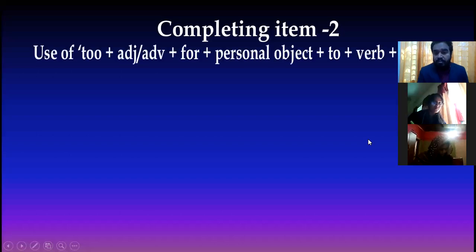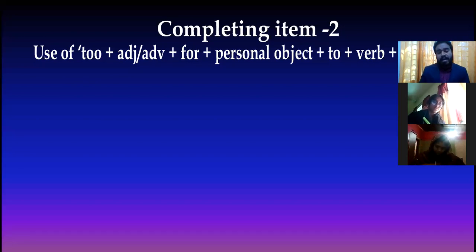Completing sentence 2 means completing rule number 2. Use of too, same rule, but there is a little bit of difference here. You will find some extra words after too. Use of too plus adjective or adverb. Please write down the structure first. Too plus adjective or adverb plus for plus personal object, then to plus verb plus extension. So the extra part is for plus personal object. That means it is too difficult for me to. That was so scary for him to.